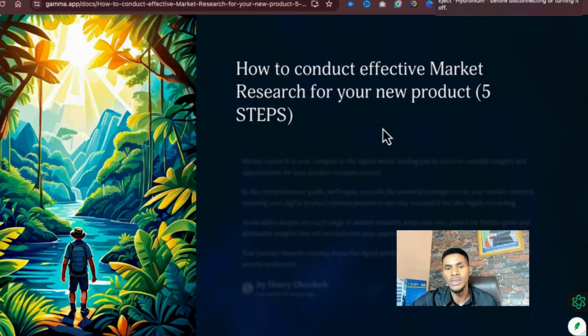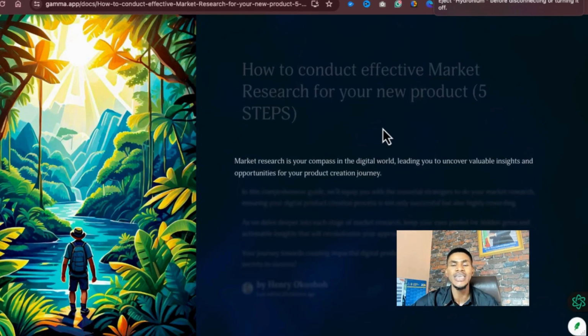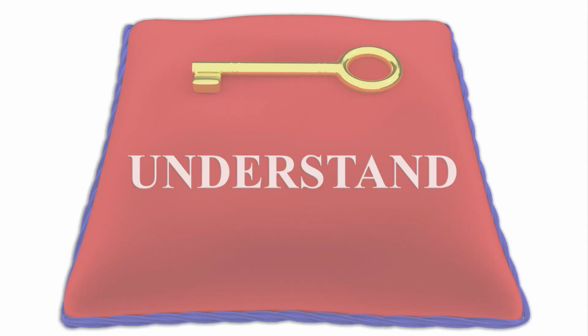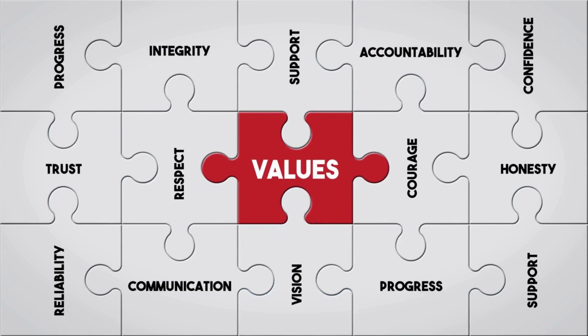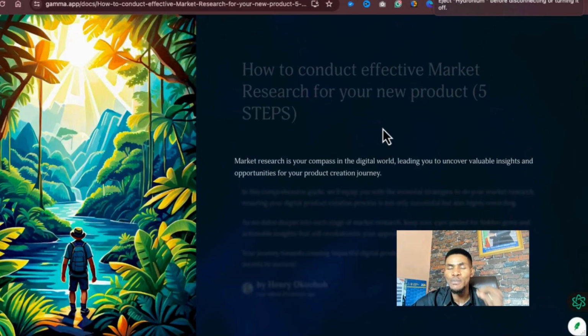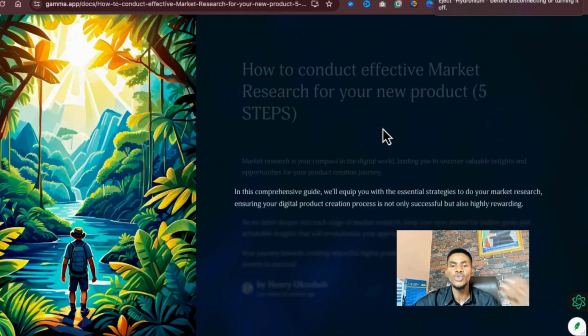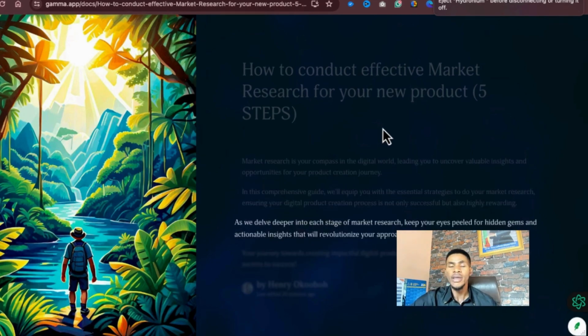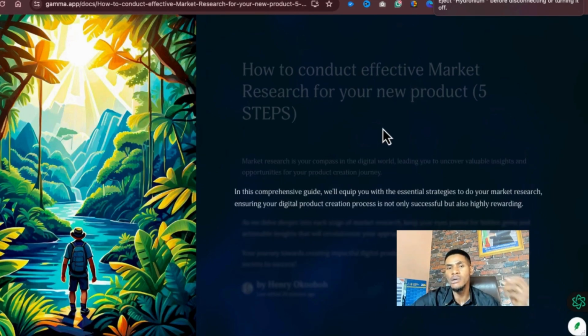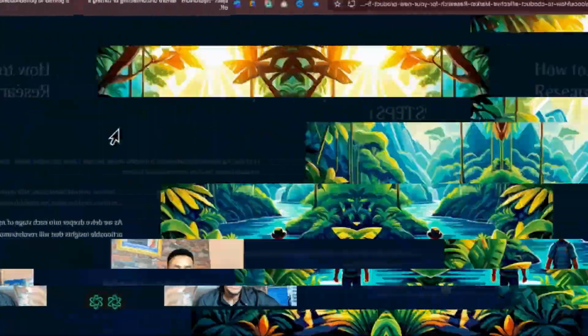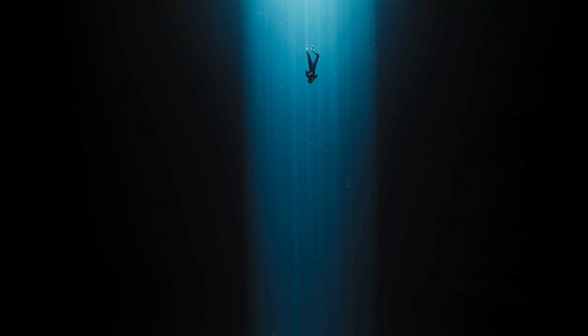The goal of creating market research is for us to understand and to uncover the valuable insights and opportunities that the product we are going to create offers to its users, not just about us, but about the solution we are bringing into the marketplace. So in this comprehensive guide, that's exactly what I'm about to walk you through: these 5 simple steps on how to do an effective market research. Let's dive into this video right now.